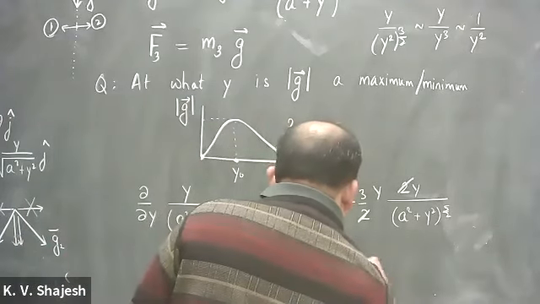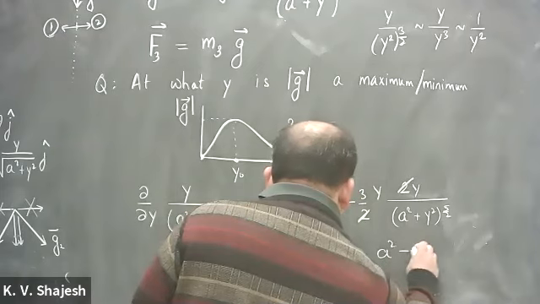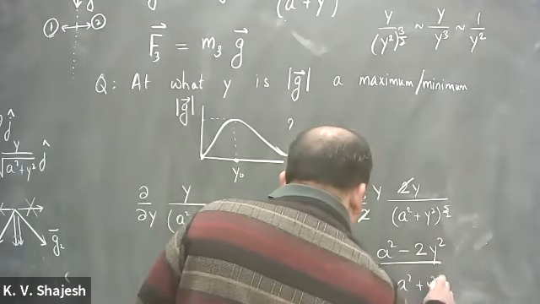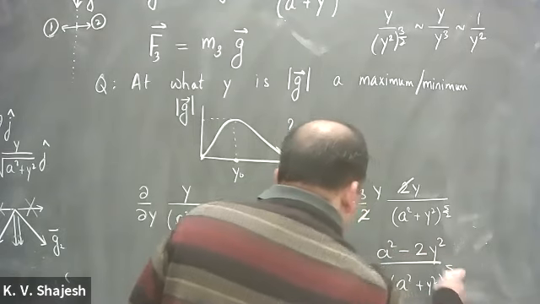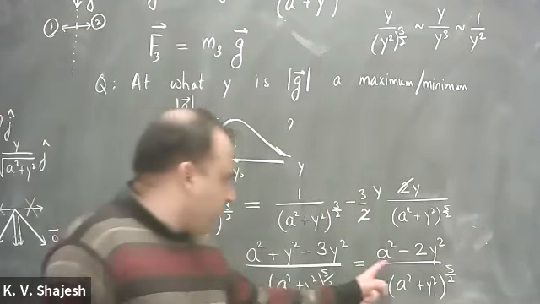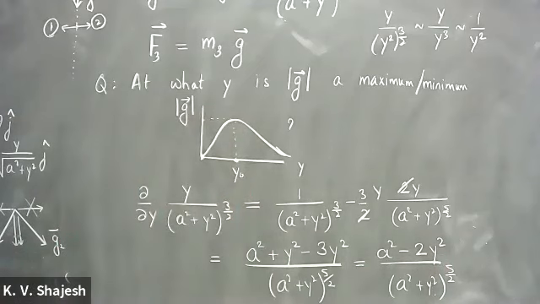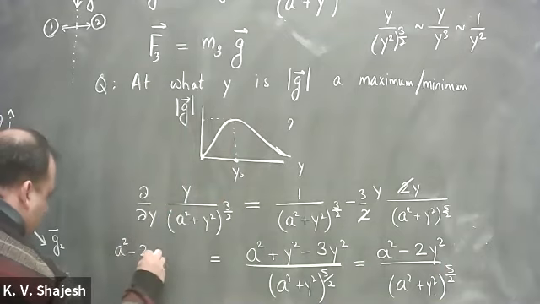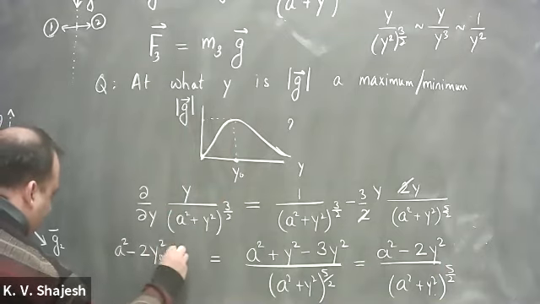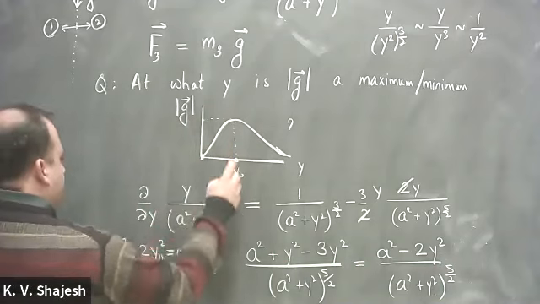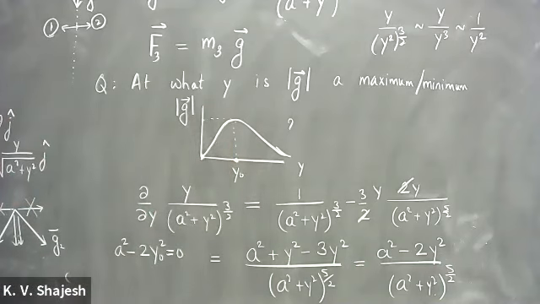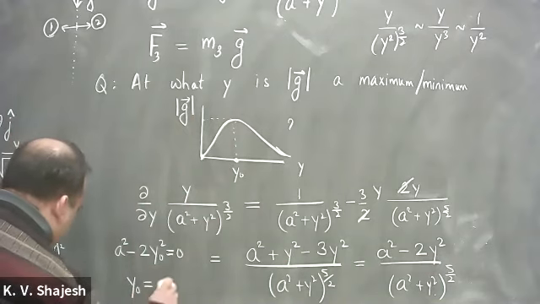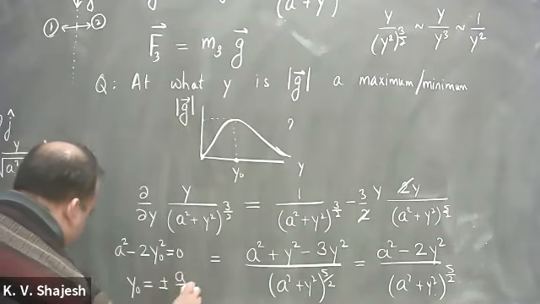So let me write one more step, right? A square minus 2y square over a square plus y square. When is it 0? Whenever the numerator is equal to 0, and at that particular point it is y naught. So a square minus 2 times y naught square has to be equal to 0. Whenever y is equal to y naught, the numerator has to go to 0. That means y naught is equal to plus or minus a over root 2.